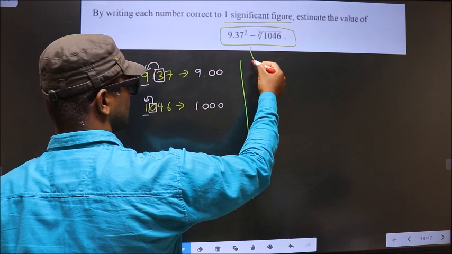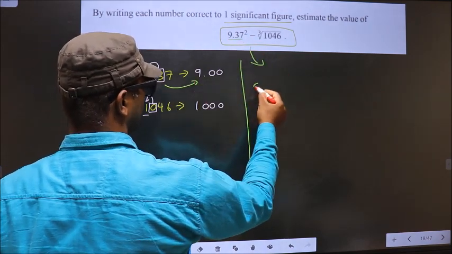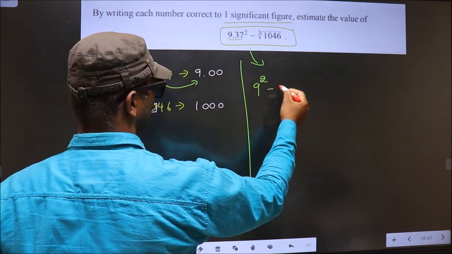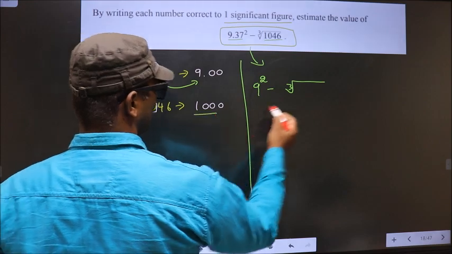Now this will change. In place of this, now you write 9. So 9 square minus cube root. In place of this, 1000.